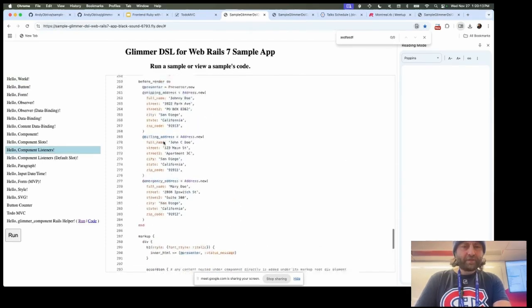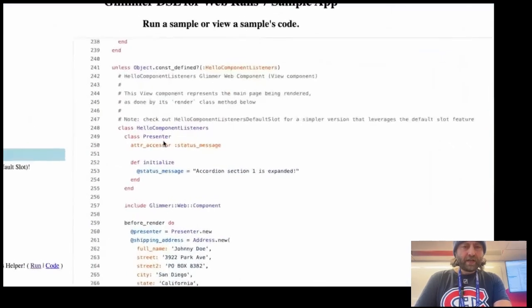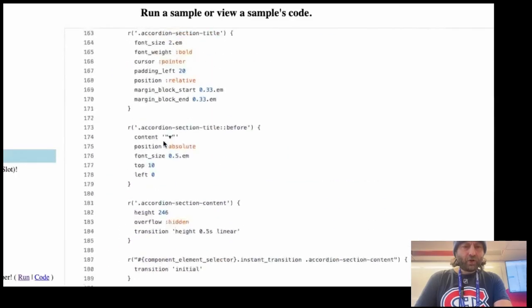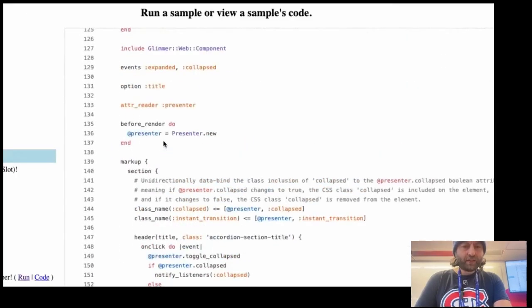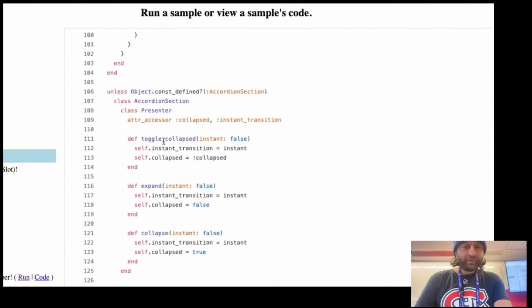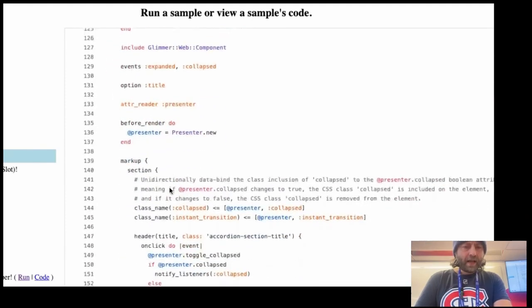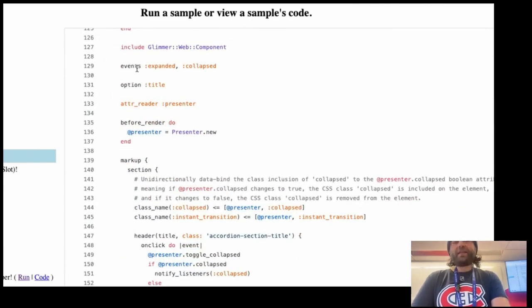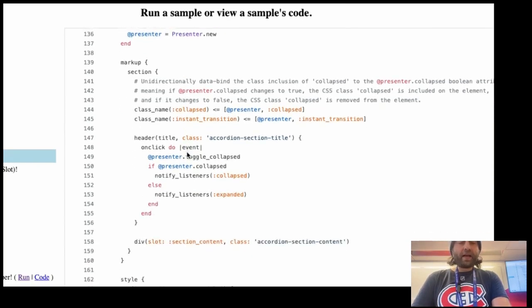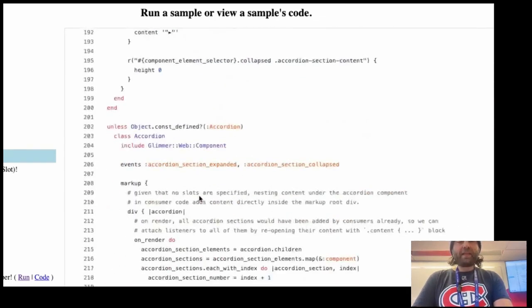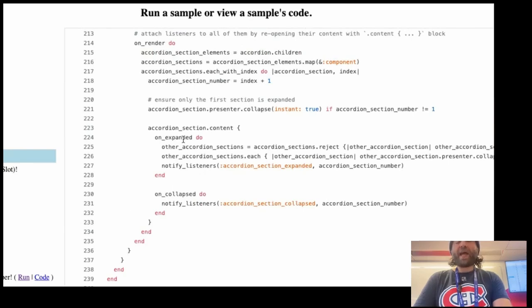And if I go to, let me zoom in, if I go to accordion section, there it is, accordion section. You just declare events. I have an expanded event and a collapse event. And then here, I have to notify listeners in the middle of the implementation. So on collapse, notify listeners that I collapsed, and on expansion, it notifies them that we expanded. And then I have something that listens to those listeners here. See, on expanded, do this.